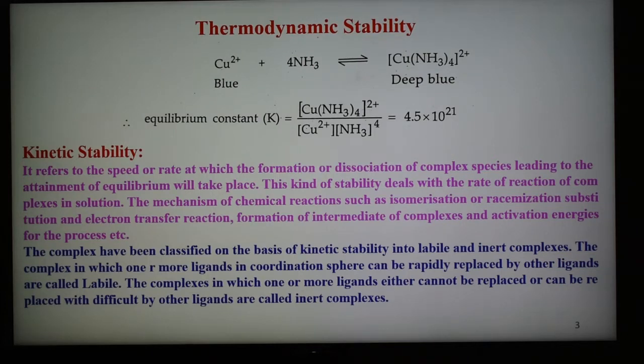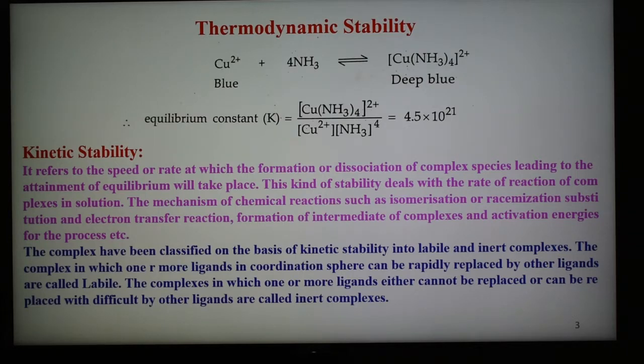The second important stability is kinetic stability. So there are two stabilities, thermodynamic and kinetic. Kinetic stability refers to the speed or rate at which the formation or dissociation of the complex takes place, leading to the attainment of equilibrium.